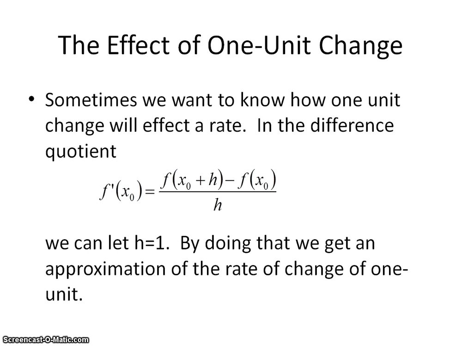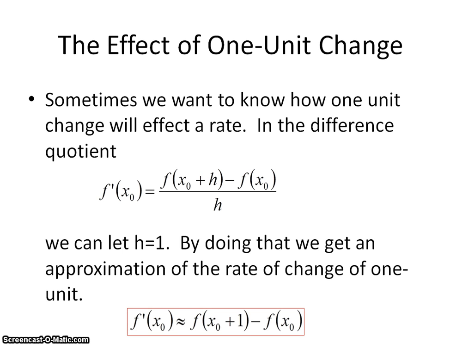So in doing that, we're going to let this h be 1 and this h be 1, and that will compute the effect of 1 unit change. And you'll get f prime of x equals the difference quotient evaluated at 1, which is f of x sub 0, which is just your x value that you're going to use, plus 1 minus f of x sub 0. So this could be like 61, and this could be 60.